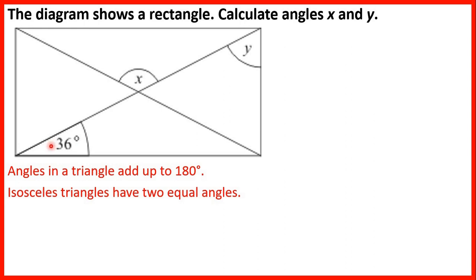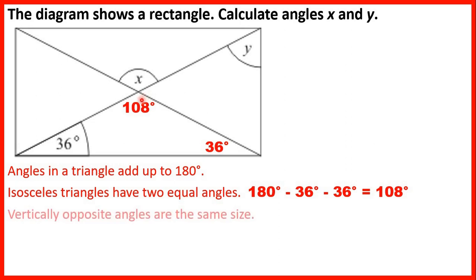So this angle here will be the same size as this angle here, because this side length of the triangle is the same as this length here. So our triangle is isosceles. So because this angle is 36, this will be 36 as well. So that's 72 altogether. And if we subtract 72 from 180, we get 108. So this angle here is 108 degrees.